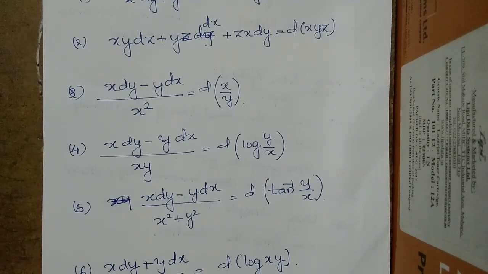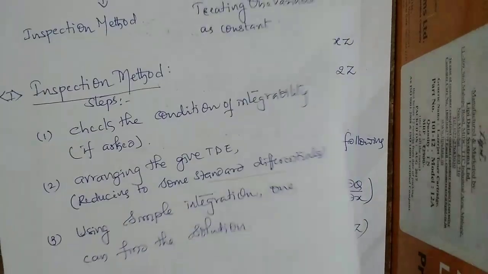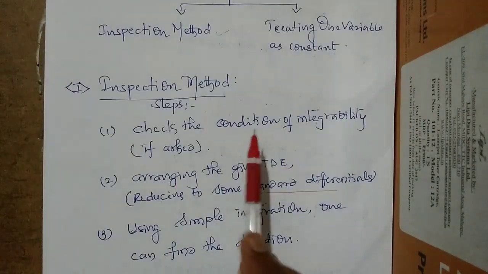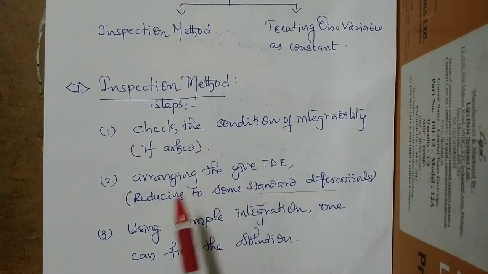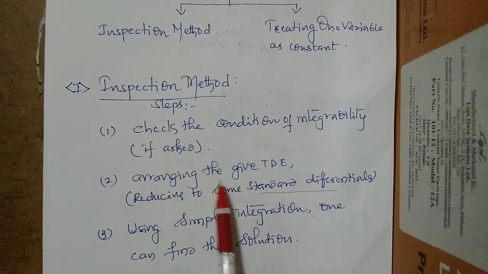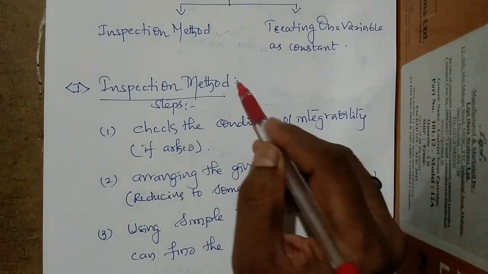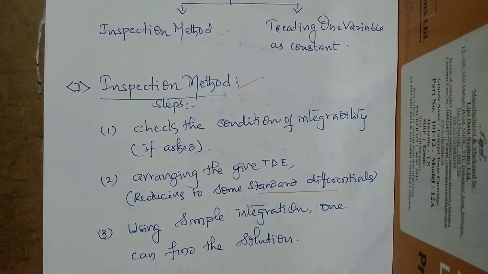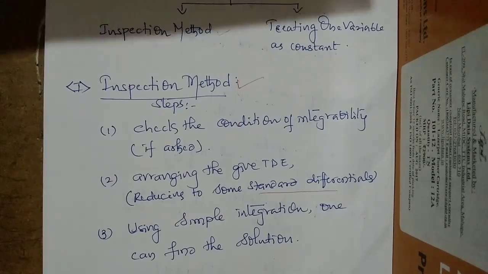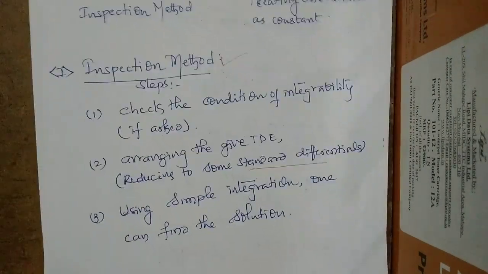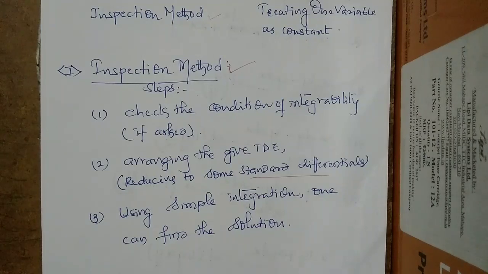Okay, so what is the inspection method? First, we have to check the condition of integrability. Next, we have to arrange the total differential equation into standard differentials. Then by using the simple differentiation method we can solve. So this method is called the inspection method. Let us check one example on the inspection method. I will show you how we solve the differential equation by the inspection method.